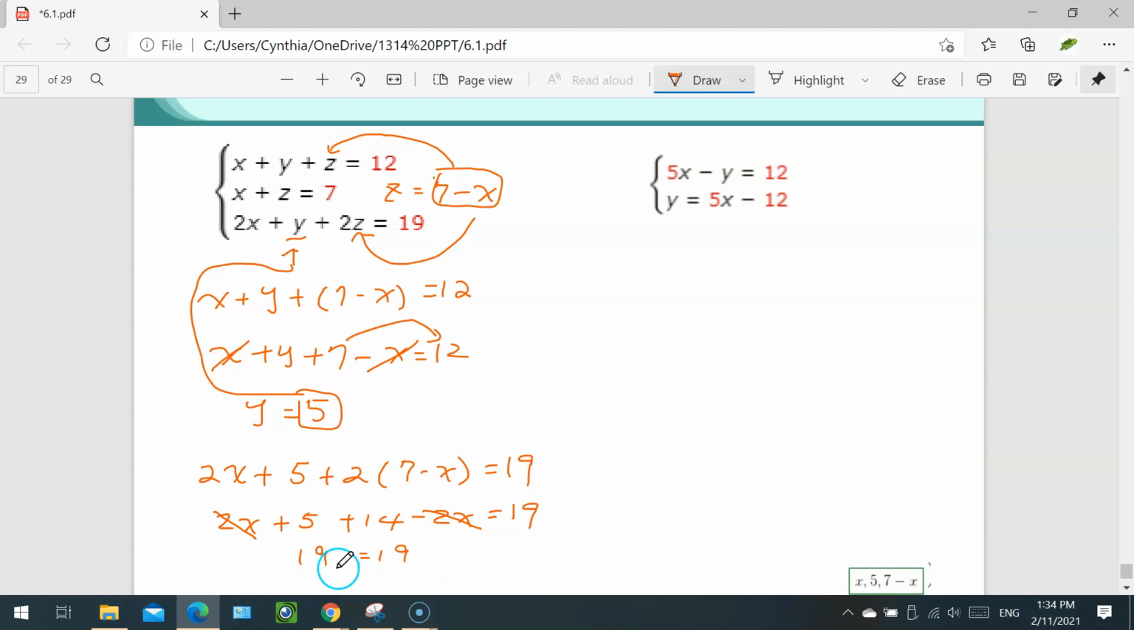This information tells me these three equations, I should say your x and z, they rely on each other. So it doesn't matter whatever number you plug into the x term here or z term here, as long as you keep y as 5.